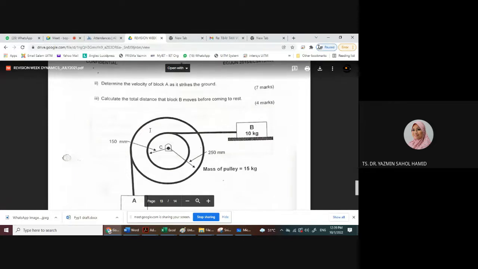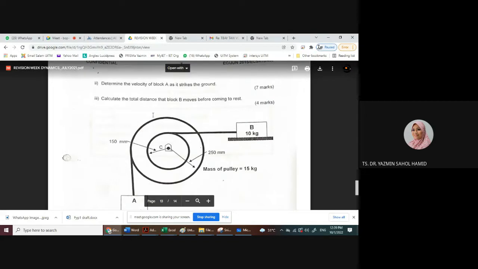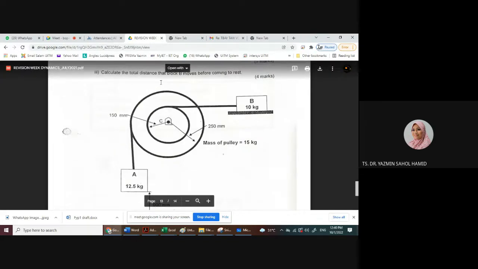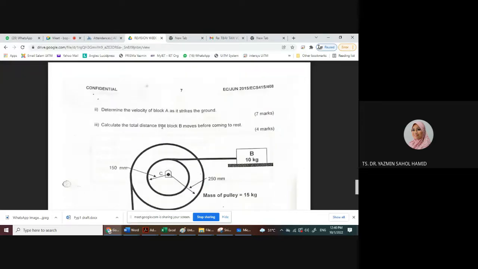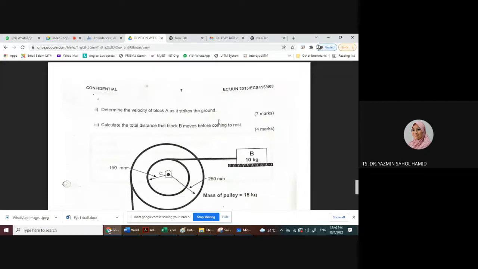You faham tak? Soalan ni apa? Calculate the total distance that block B moves before coming to rest. Soalan ni dia ada cakap tak method apa yang you patut pakai? Tak ada. Tapi bila you baca method ni, sebenarnya you mungkin boleh berfikir, kalau saya nak guna kinematics of rigid body punya equation tu, sebenarnya I boleh. Sebab I boleh dapat jawapan yang sama. Betul tak?